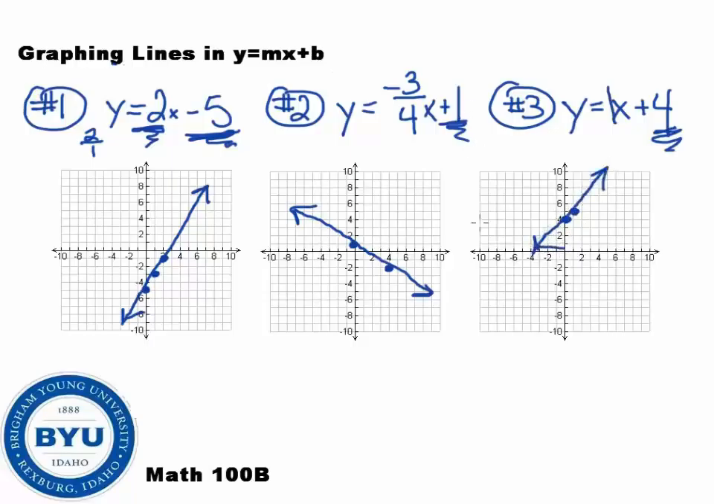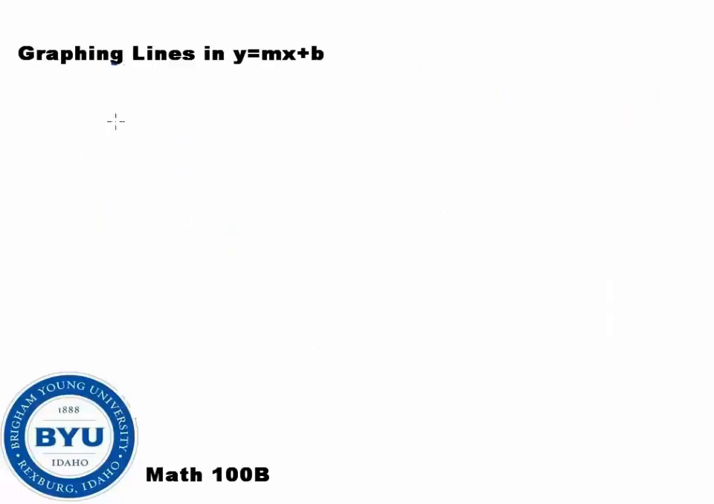Okay, how'd you do? Hopefully you did well. The last type of problem we need to talk about are ones that aren't written in y equals mx plus b form. So, for example, 5x plus 3y equals 9. This problem's not written in y equals mx plus b form. So if we want to use that method, we would have to solve for y first. So that's what I'm going to do.